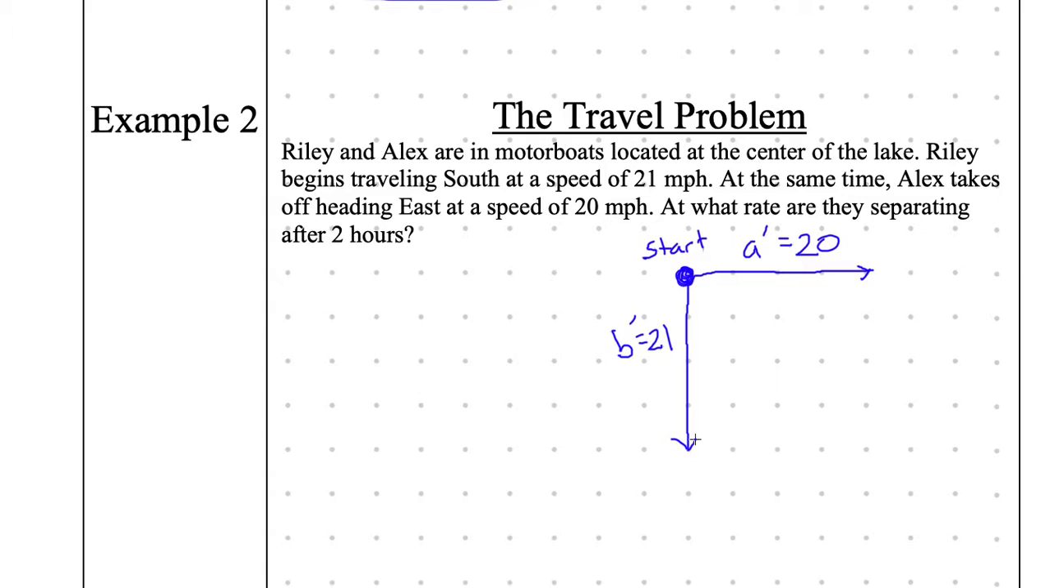If I finally draw the hypotenuse, this C prime, that's the thing they're looking for. How fast is the distance between them changing, if you're just looking at the two boats? What is that C prime?